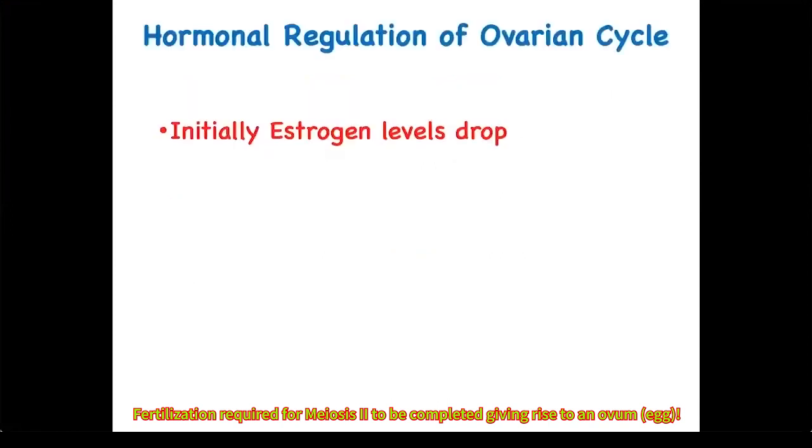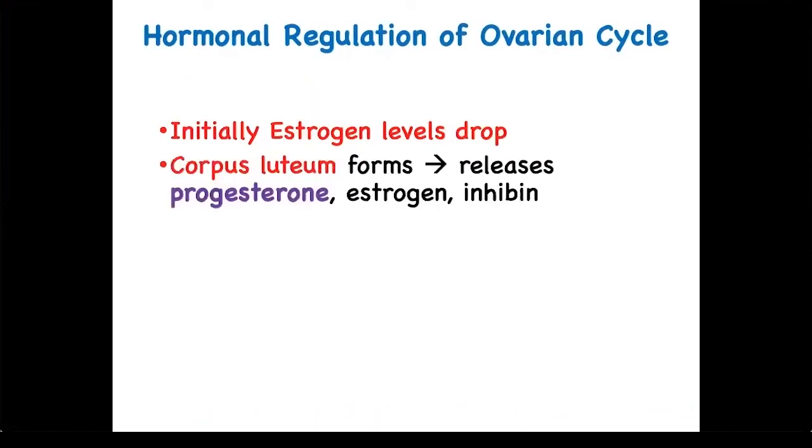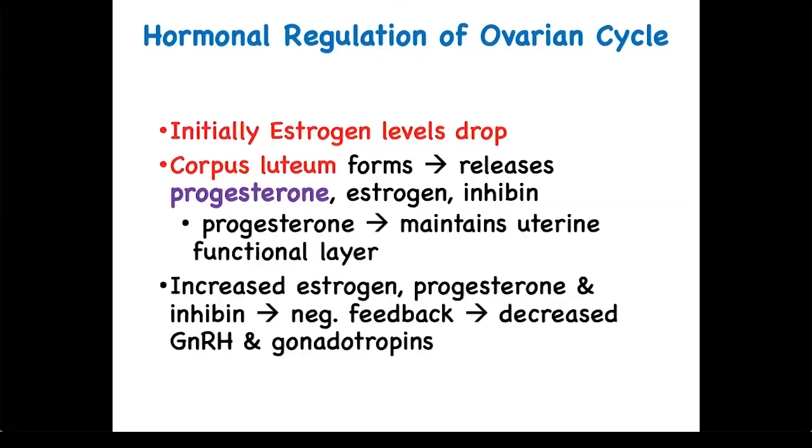After ovulation, estrogen levels begin to drop. However, when the corpus luteum forms, progesterone, estrogen, and inhibin are released. Progesterone helps maintain pregnancy. Elevated levels of estrogen and inhibin will inhibit the release of gonadotropin-releasing hormone. This, in turn, will decrease the levels of luteinizing hormone. This will prevent another group of primordial follicles from beginning the maturation process.